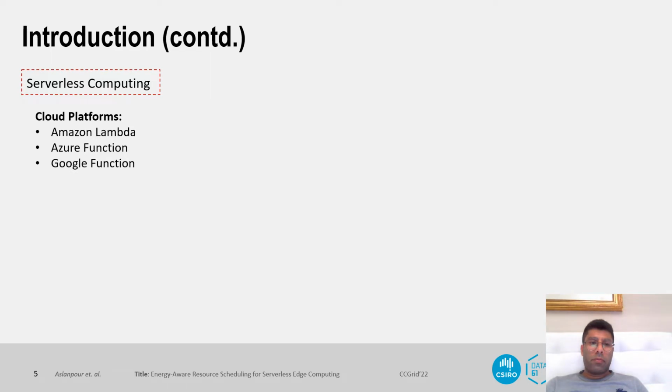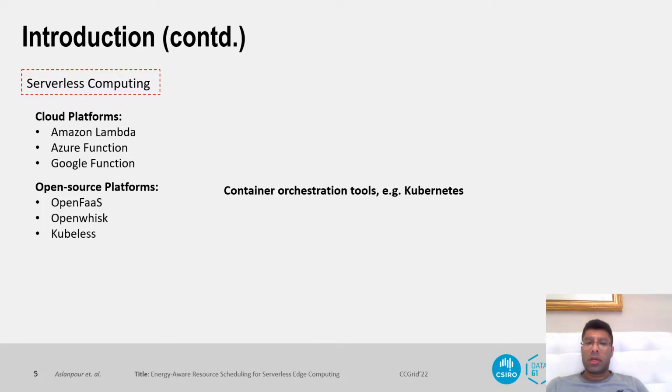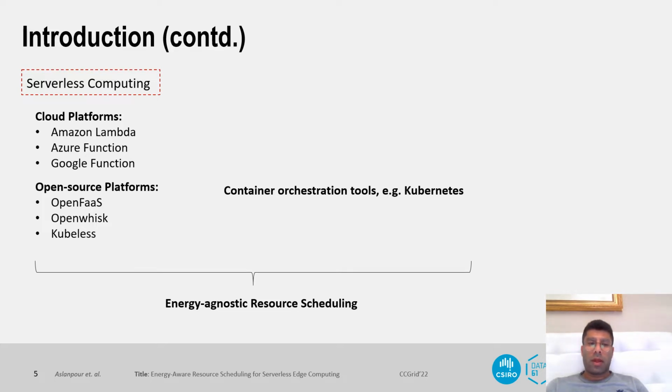Looking more into serverless, we have implementations in cloud platforms like Amazon Lambda, Azure Functions, and Google Functions. We also have open source platforms like OpenFaaS, OpenWhisk, and Kubeless that normally rely on container orchestration tools such as Kubernetes, but they have no idea what energy awareness is, which means the scheduling of functions in such a platform is usually based on random solutions or performance awareness or something like that.